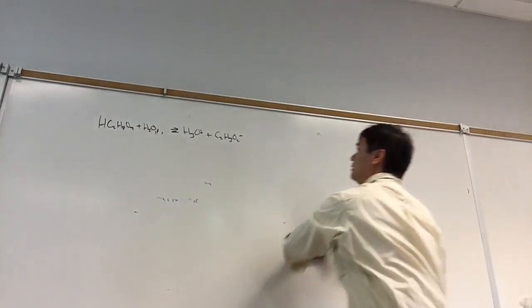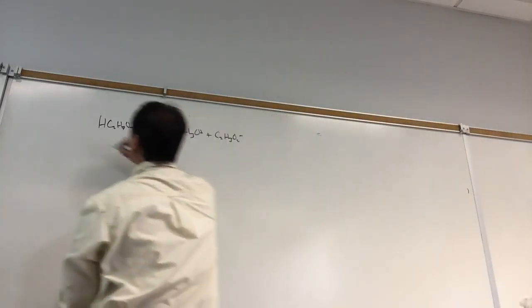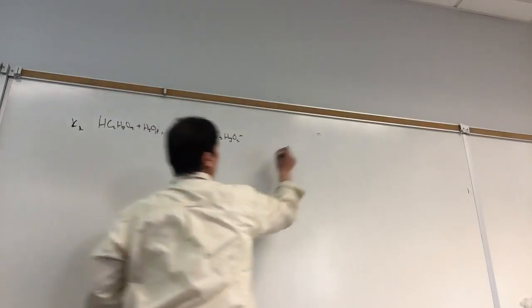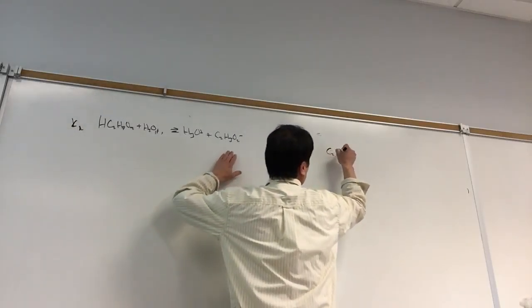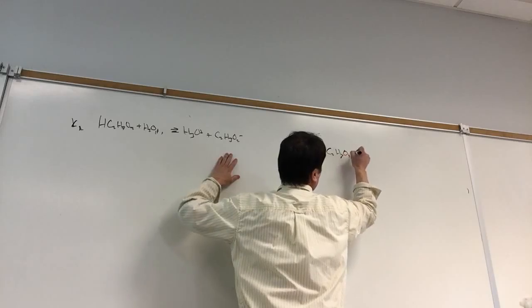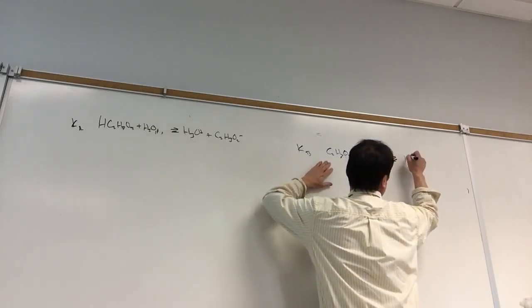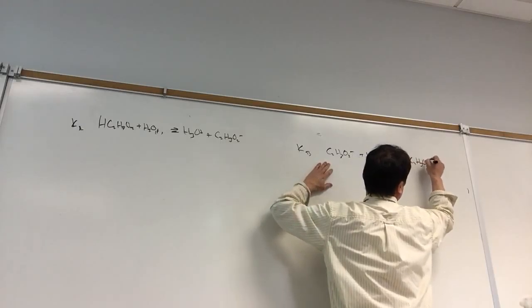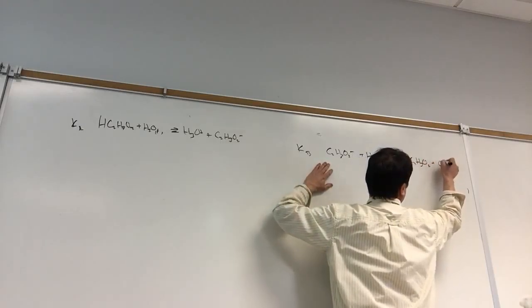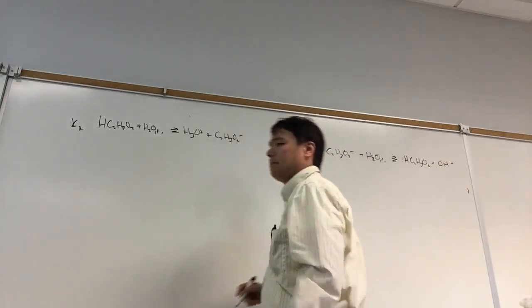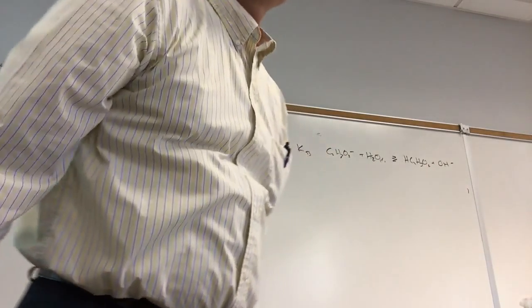And so this is Ka for this. And then Kb for this looks like this: C2H3O2 minus plus H2O liquid is going to give us HC2H3O2 plus hydroxide. You look at those two equilibria, what do you see?